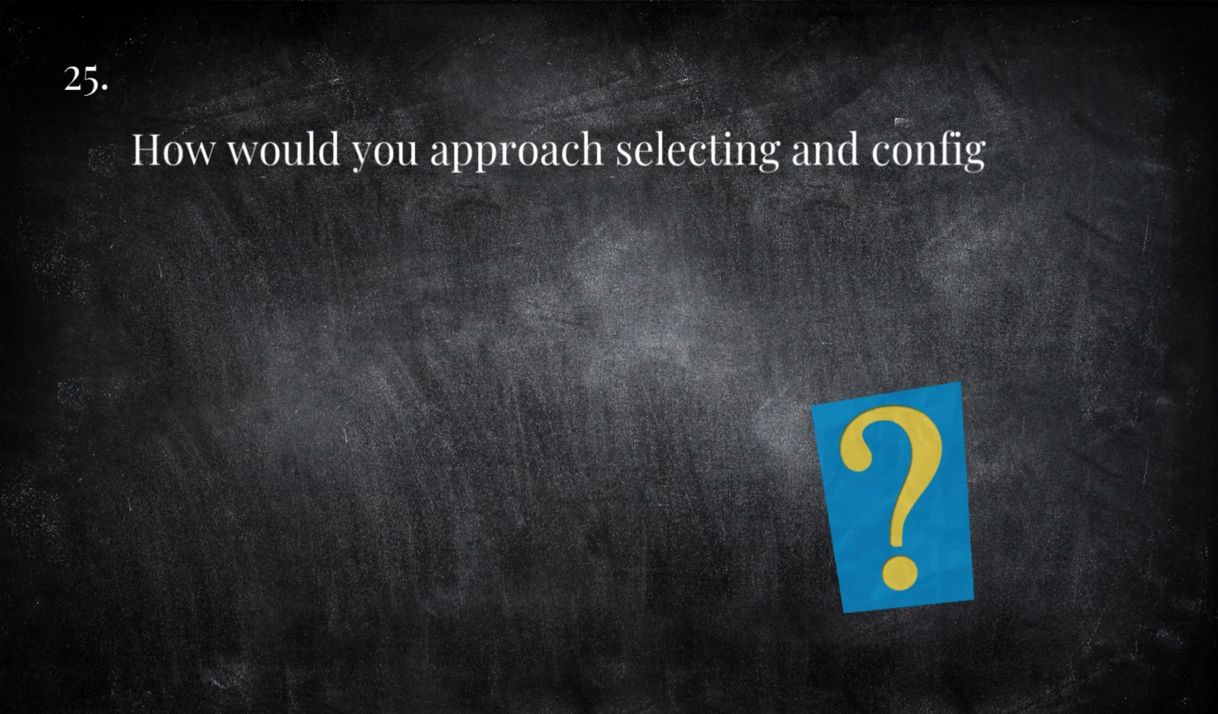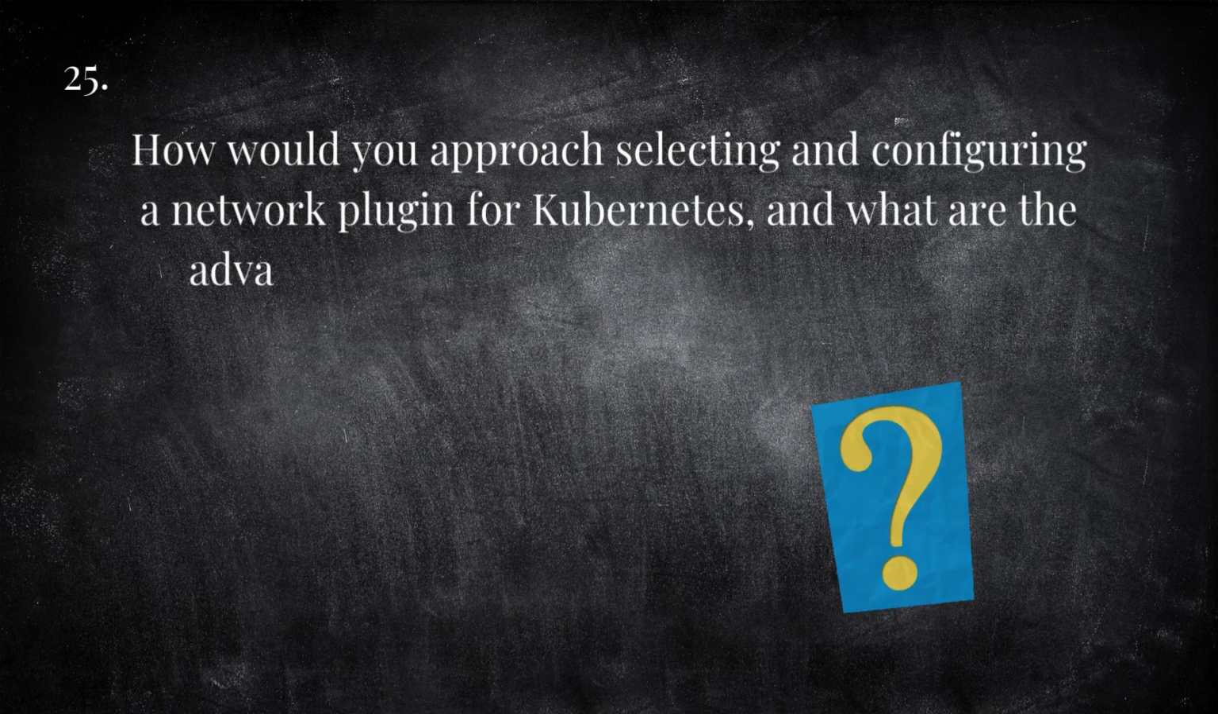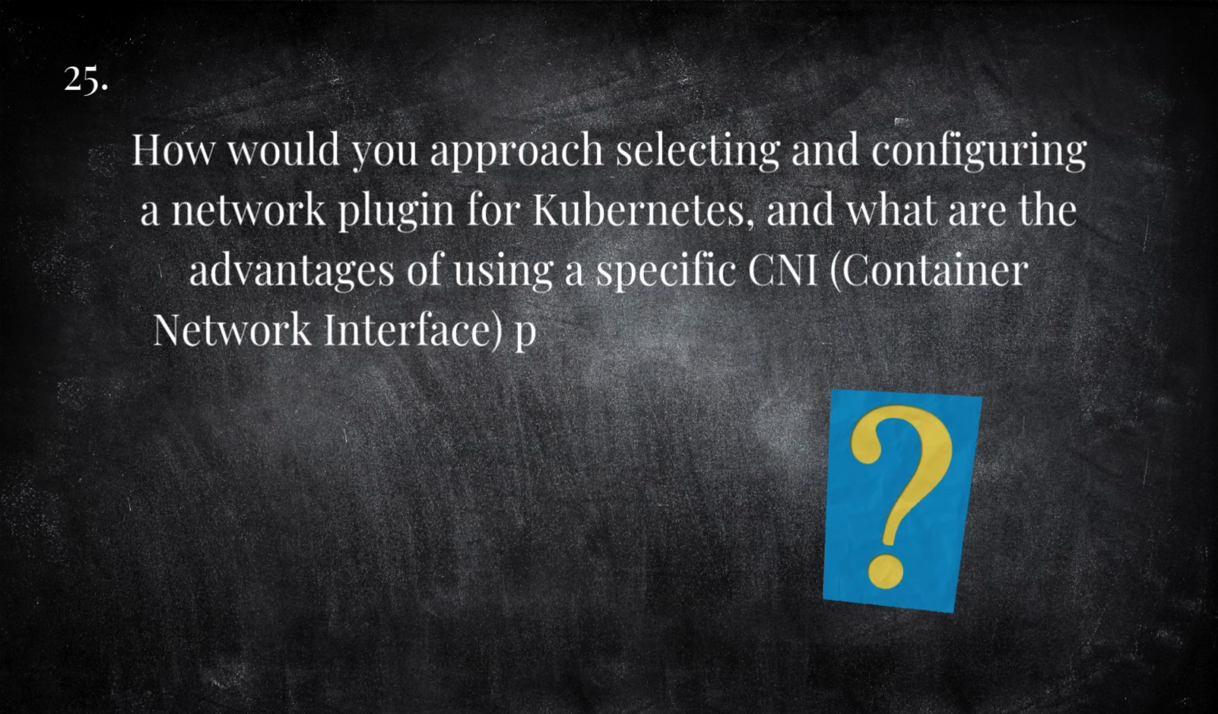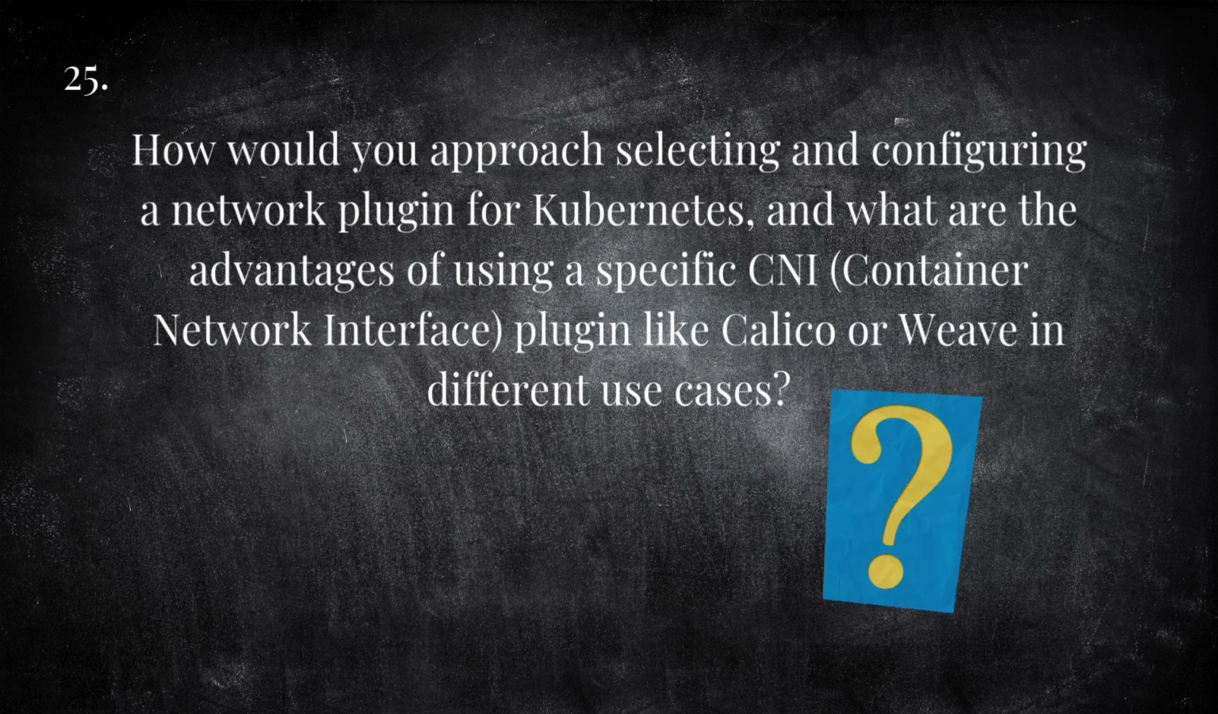How would you approach selecting and configuring a network plugin for Kubernetes? And what are the advantages of using specific container network interfaces like Calico or Weave in different use cases? That's a really good question.